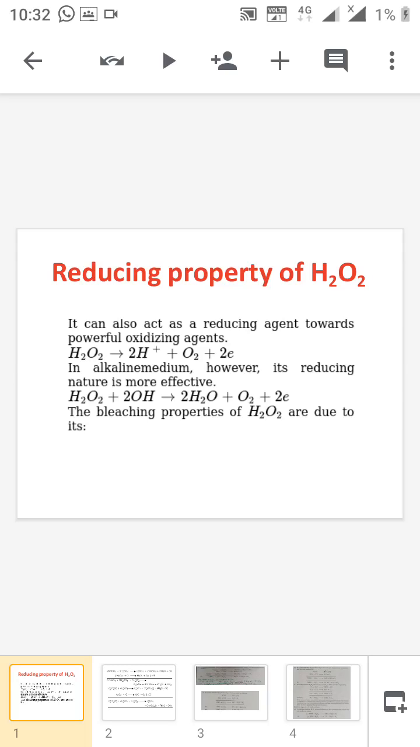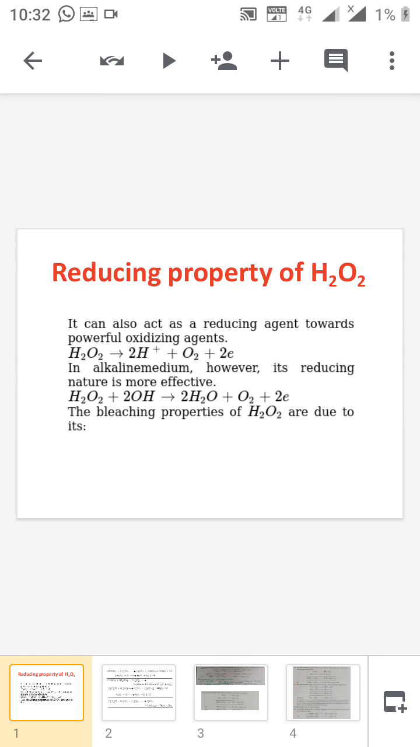Good morning everybody. Today we are discussing the next topic in inorganic chemistry, representative elements 2, that is the reducing property of hydrogen peroxide. Yesterday we discussed the oxidizing property of hydrogen peroxide in both acidic and basic medium. Similarly, hydrogen peroxide can have the reducing property in both acidic and basic medium. It acts as an electron donor and we will get different products in different media.